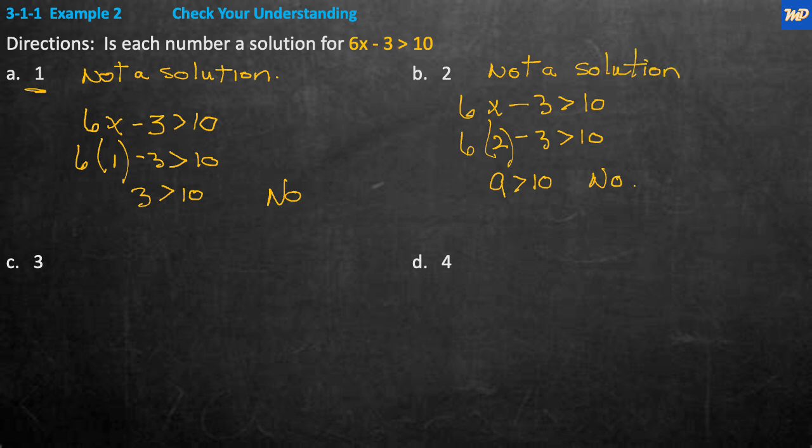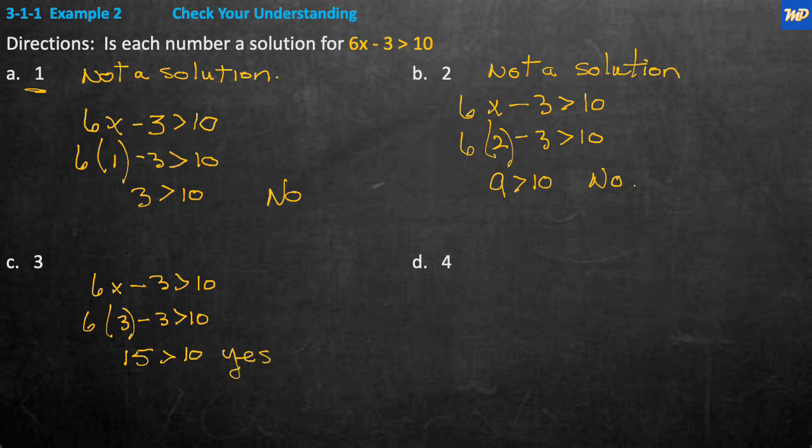Okay, how about 3? You see what's happening as we're moving 1, 2, 3, and 4. We're getting closer, I think. So let's try 3. Is 6x minus 3 greater than 10? Yes or no? Substitute 6 times 3 minus 3. Is that greater than 10? We'll do the multiplication and simplify. So we're going to get 18 minus 3 is 15. And is 15 greater than 10? Well, the answer is yes.